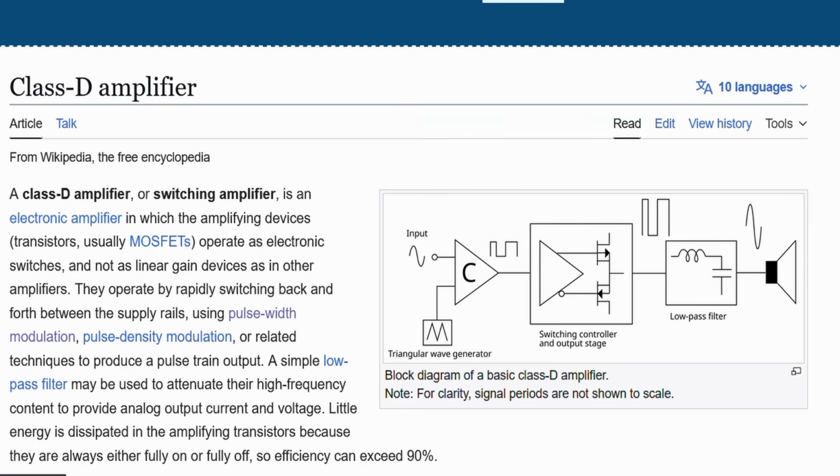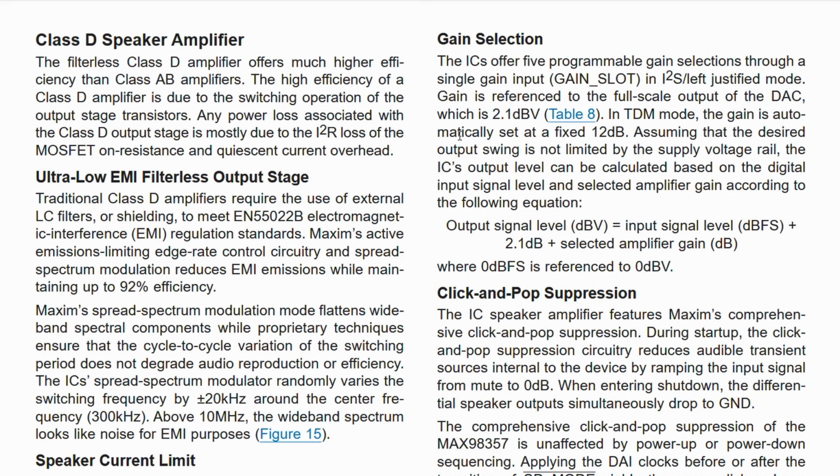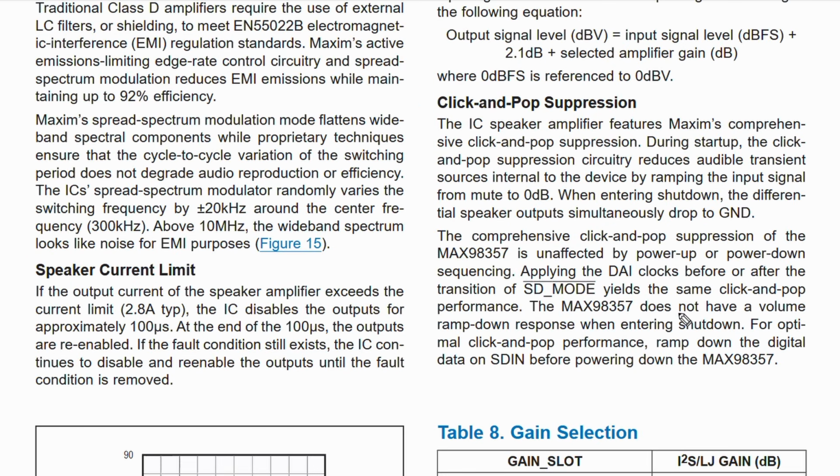As you can see, in a typical Class D amplifier block diagram, there is usually an LC filter placed between the switching stage and the speaker. This filter helps reduce electromagnetic interference, or EMI, caused by the high frequency switching. However, this particular chip claims to use internal techniques to significantly reduce EMI emissions, which allows it to operate without requiring an external LC filter.